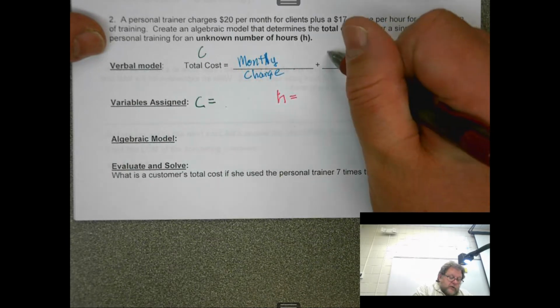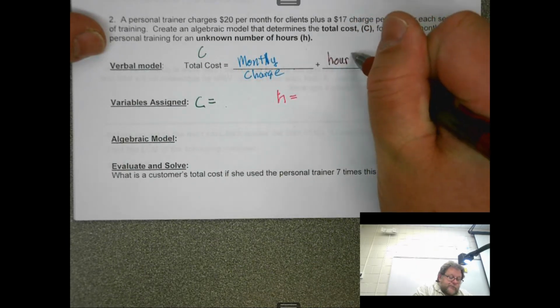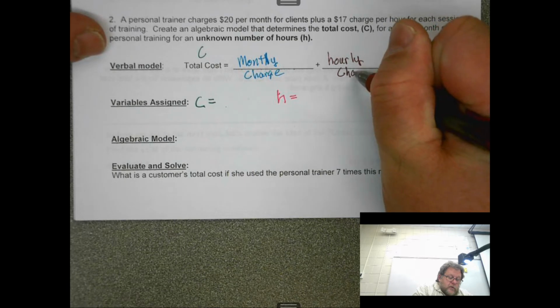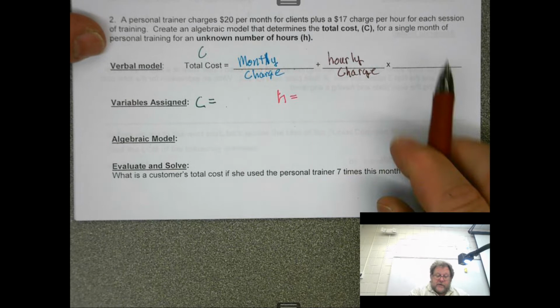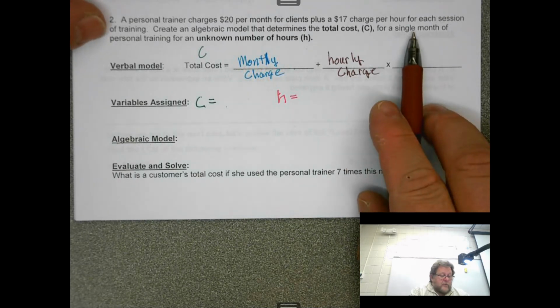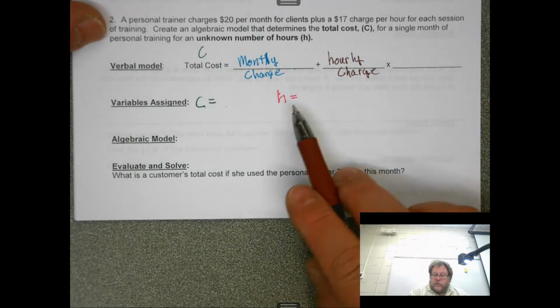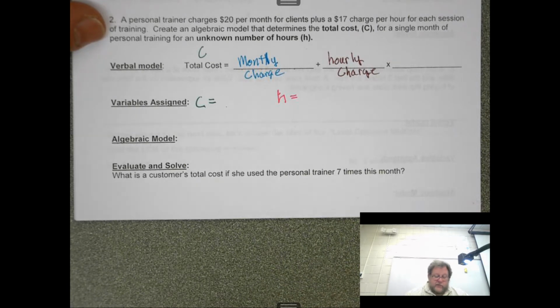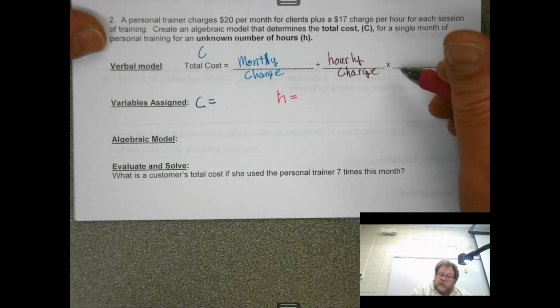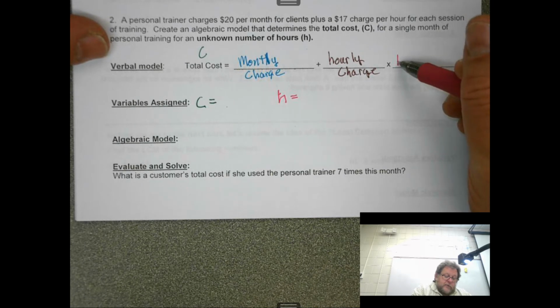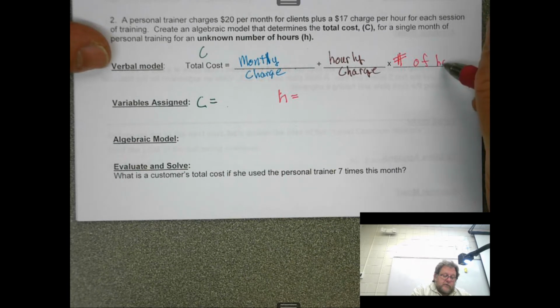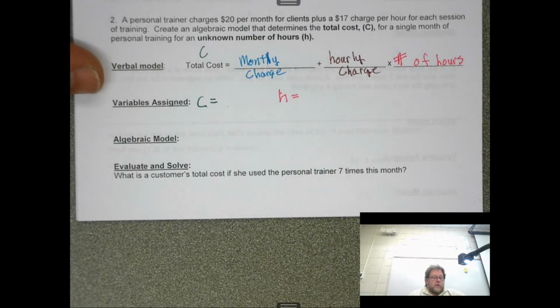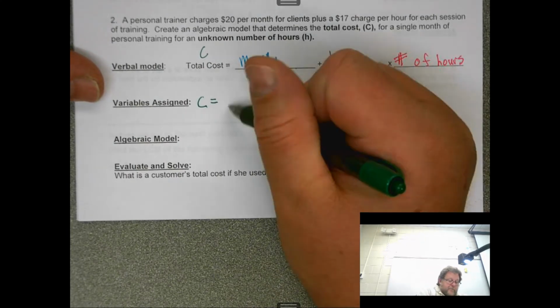times, and again, we don't know how many hours it is, so that's where that variable is going to come in. Okay, that's going to be the number of hours. And I'm going to use my little hashtag, number of hours. Okay, so C is our total cost. They gave us that. And H is the unknown number of hours. They defined that for us already.